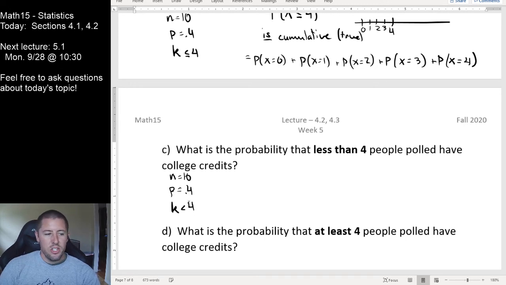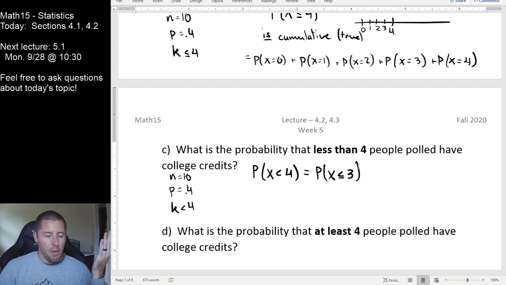And so here, this is just a kind of a stupid thing with this. Since this is a discrete probability distribution, we know that we can't get like 3.5 people polled having college credits. So what really is the most number of people that we want to consider here? Well, since it has to be less than 4, this is really saying actually like 3 or less. So I'm going to say here the probability that x is less than 4 is the same thing as the probability that x is less than or equal to 3. Because 4 isn't acceptable. I want less than 4.